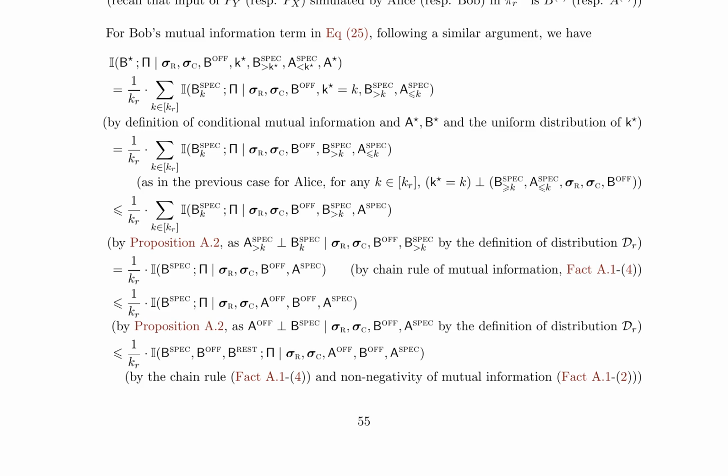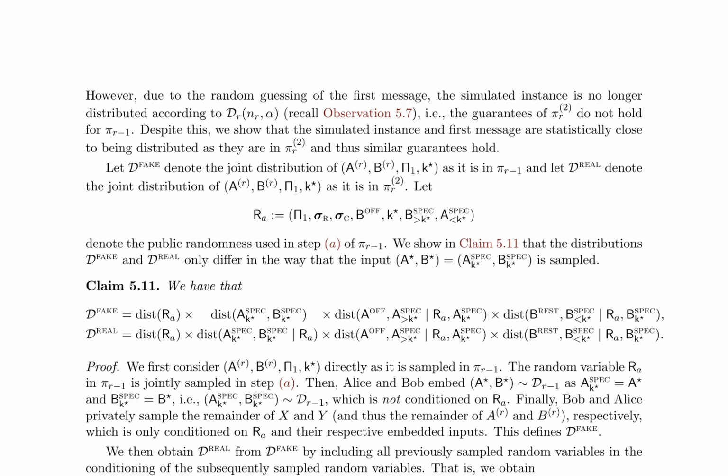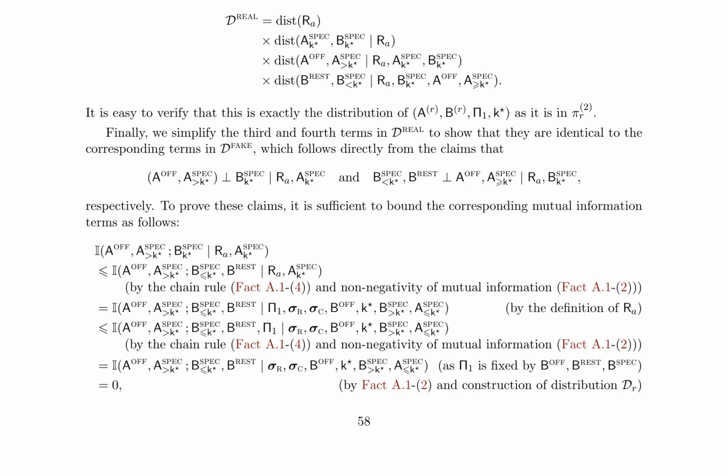The authors then eliminate the first message by making the players guess it using public randomness, altering the joint distribution of the input and affecting the guarantees of the protocol. The R-1 round protocol pi R-1 for AHMR-1 is constructed by embedding the input for AHMR-1 into a simulated instance of AHMR. The players simulate a run of pi 2 R using the simulated instance, where the first message is guessed using public randomness. The joint distribution of the input and first message in pi R-1, denoted as D fake, is compared to the joint distribution in pi 2 R, denoted as D real.